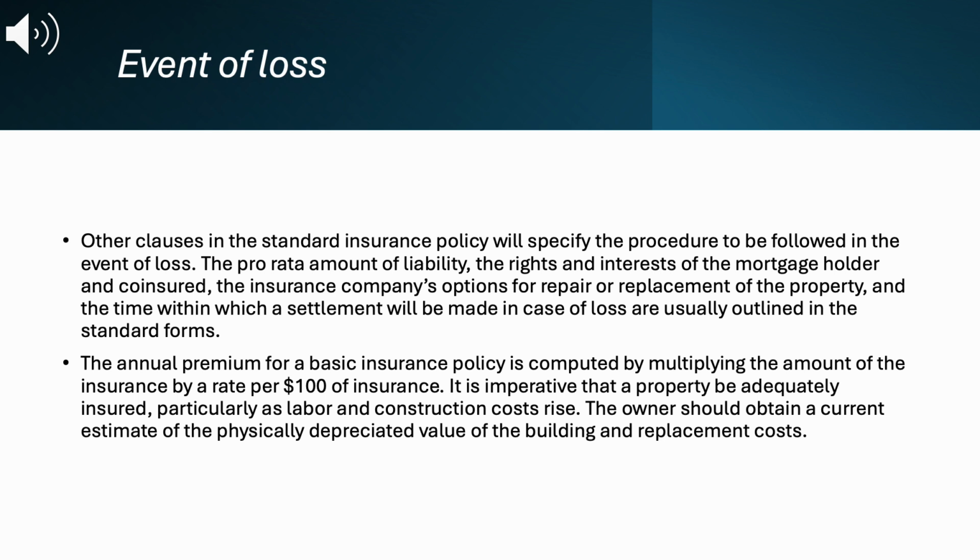The annual premium for a basic insurance policy is computed by multiplying the amount of the insurance by a rate per $100 of insurance. It is imperative that a property be adequately insured, particularly as labor and construction costs rise. The owner should obtain a current estimate of the physically depreciated value of the building and replacement costs.